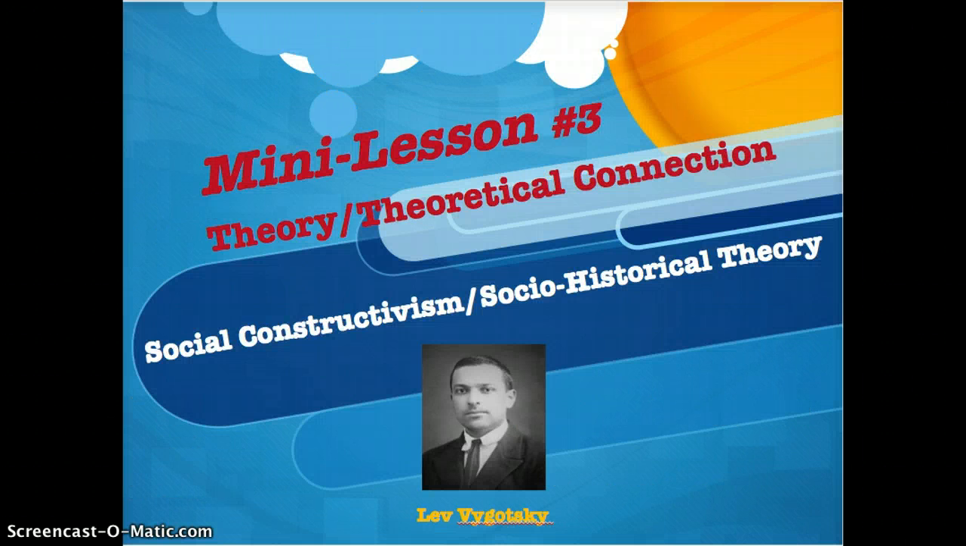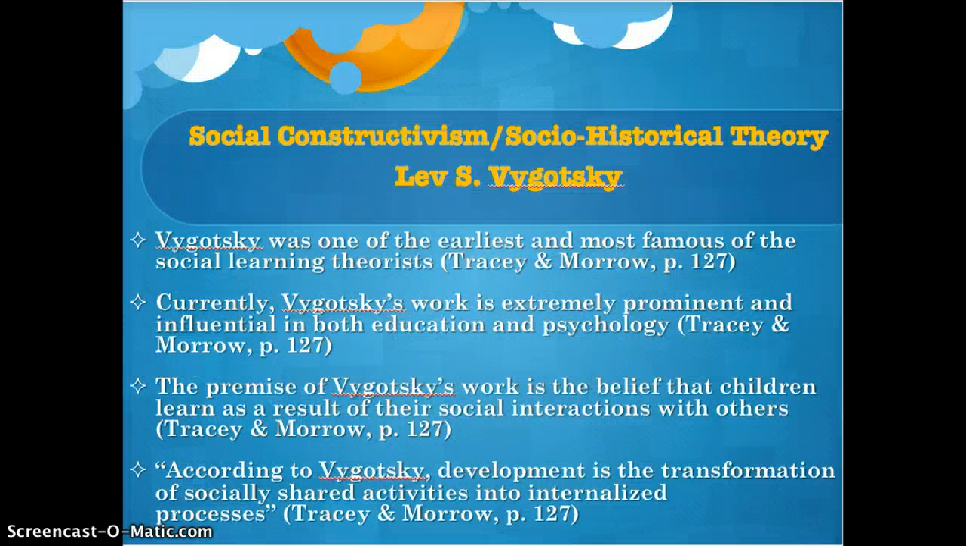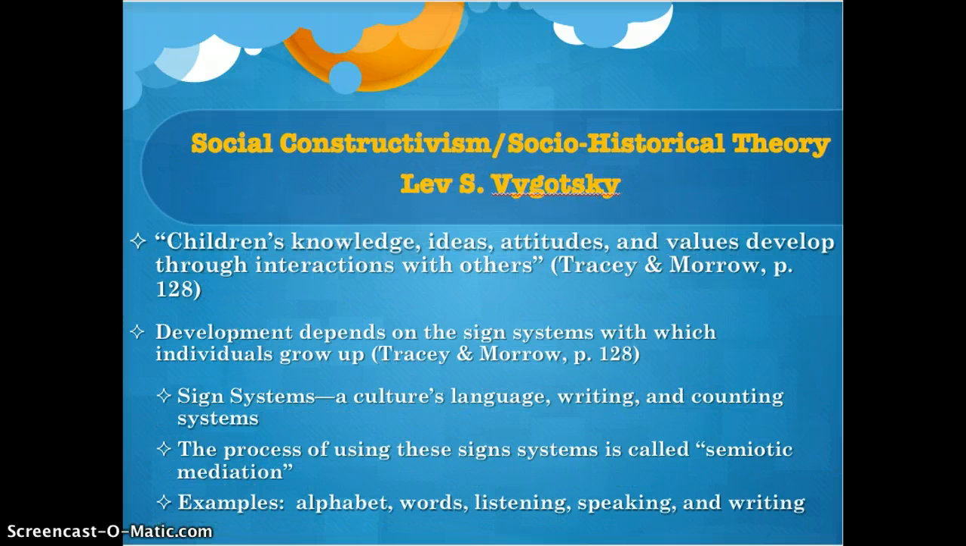Mini lesson number 3, theoretical connection: social constructivism, socio-historical theory. The key theorist here is Lev Vygotsky. Vygotsky was one of the earliest and most famous of the social learning theorists. Currently, Vygotsky's work is extremely prominent and influential in both education and psychology. The premise of Vygotsky's work is the belief that children learn as a result of their social interactions with others. According to Vygotsky, development is the transformation of socially shared activities into internalized processes.